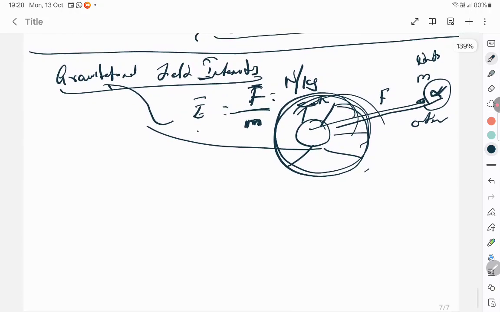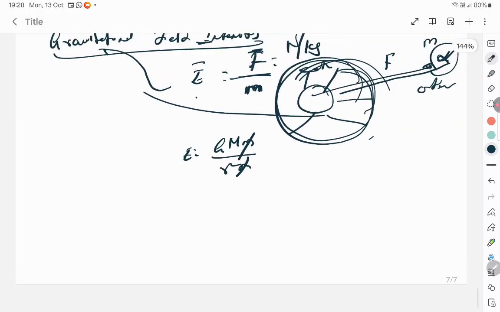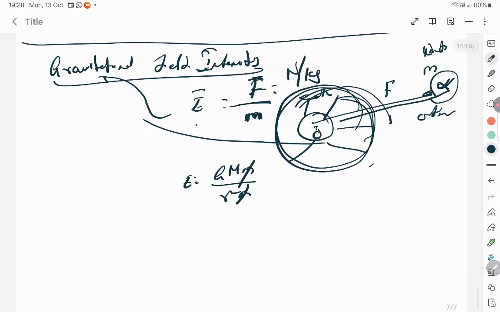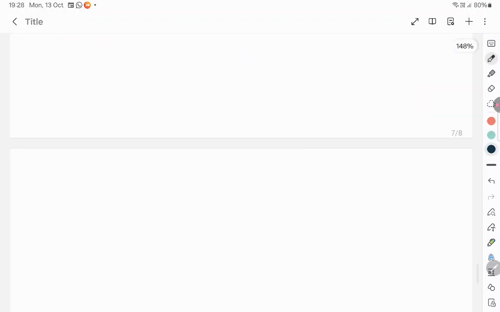Okay, so what is E also? F formula, capital G, capital M, small m by r square, and small m gets cancelled. So you get a new formula, G capital M by r square, where r is the position vector from the center. This is the r, correct? So that's gravitational field intensity.